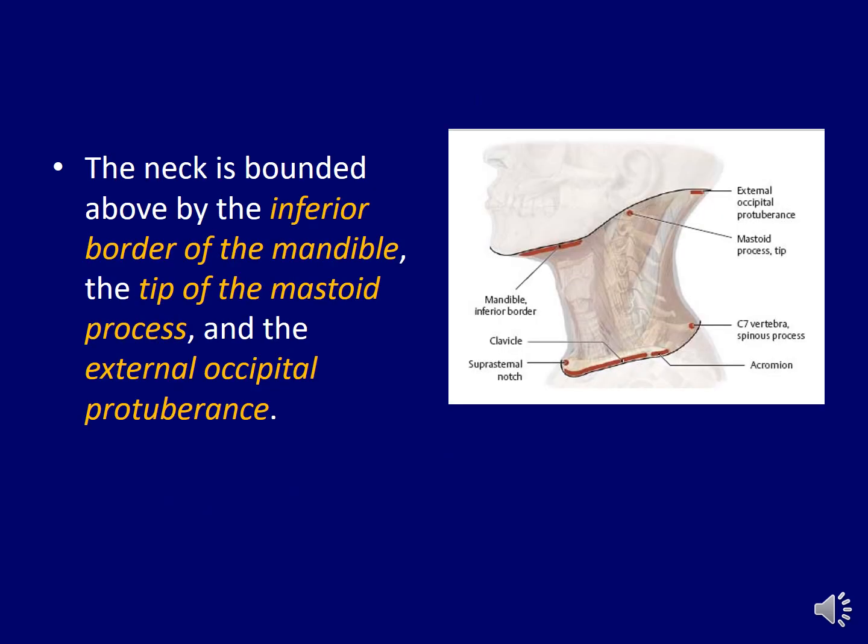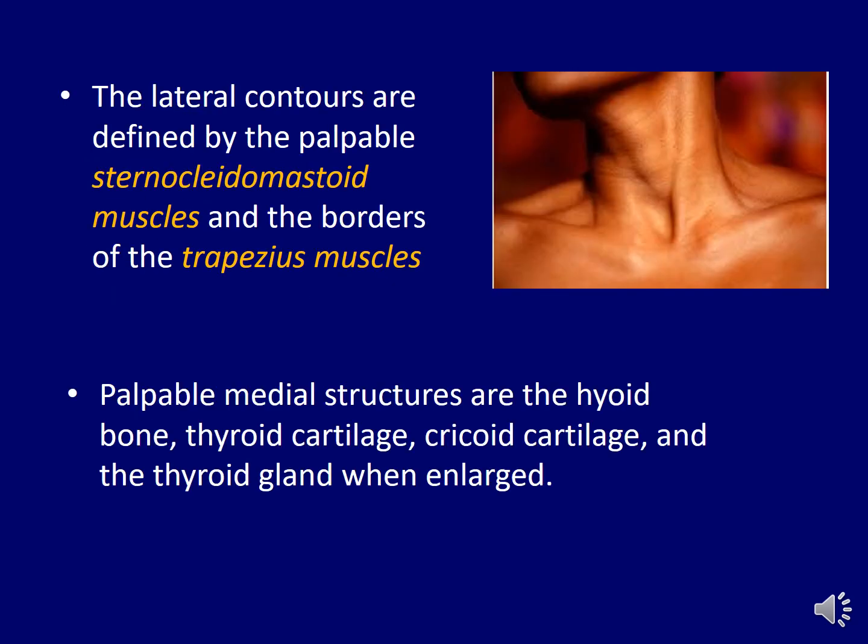The neck is bounded above by the inferior border of the mandible, the tip of the mastoid process, and the external occipital protuberance. The lateral contours are defined by the palpable sternocleidomastoid muscles and the borders of the trapezius muscles. The palpable medial structures are the hyoid bone, thyroid cartilage, cricoid cartilage, and the thyroid gland when enlarged. So normally, the thyroid gland is non-palpable.